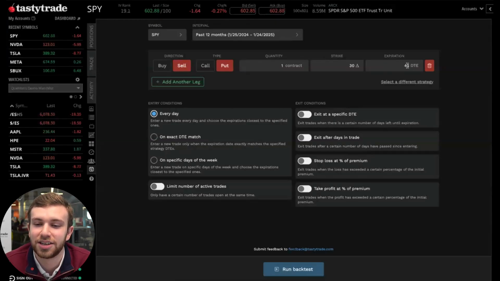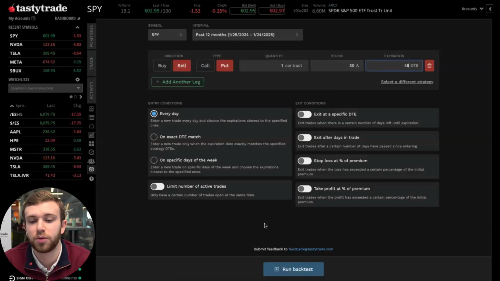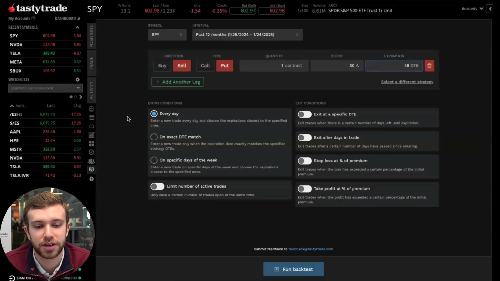And then days until expiration, you can choose any amount of DTE here. And then if you're looking to backtest like 0-day strategies, we don't have that, but you can also choose 1 DTE. And as it says at the bottom, or it will say once we run it, that all the options trades are done 15 minutes before the close at 2:45 p.m. Central. And then so here, let's go over some of the entry conditions.